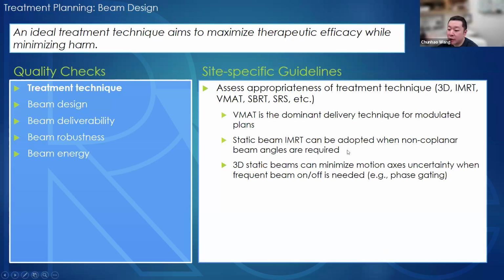3D static beams can minimize the motion uncertainty when frequent beam on and off is needed, for example, phase gating. So in our clinic, if the patient has to use phase gating, we start with a 3D static beam as a good start. If we're struggling with the dosimetric outcome, we may switch to static beam IMRT. A 3D beam should be a prioritized consideration for phase gating.